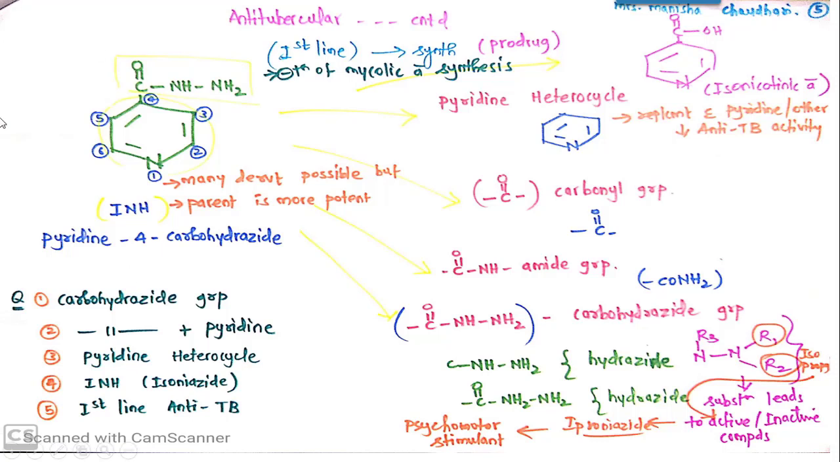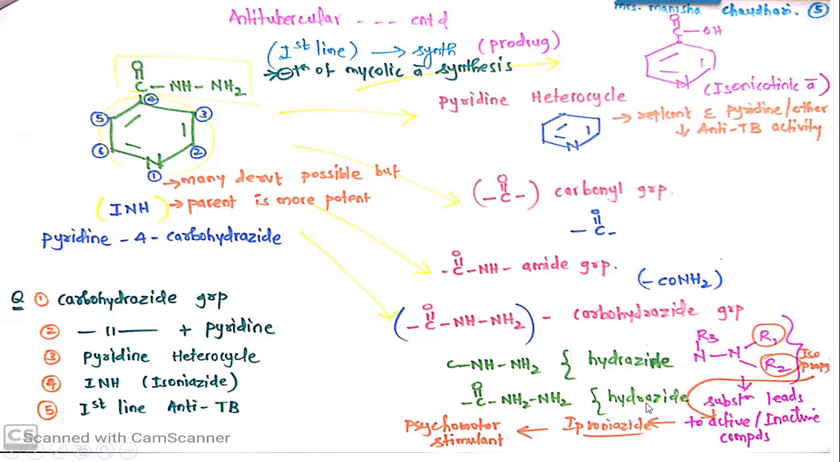Now INH, this is the pyridine ring, so this is the pyridine heterocycle. Then coming to the substituent, C double bond O is a carbonyl group, C double bond O NH2 is an amide, CONH2, then C double bond O NH NH2 is known as the carbohydrazide group. Here NH NH2 attached to carbon alone is hydrazine. But when C double bond O comes into the picture, it becomes hydrazide. So C double bond O NH NH2 is hydrazide.